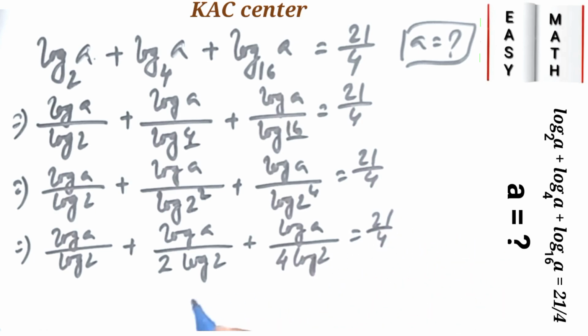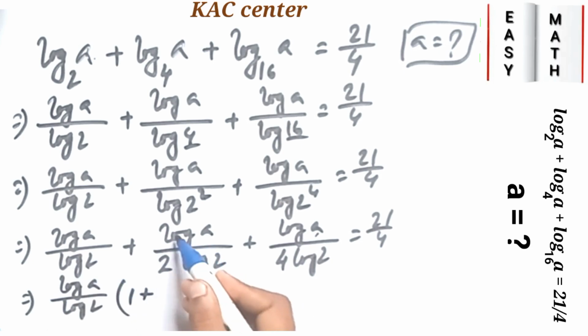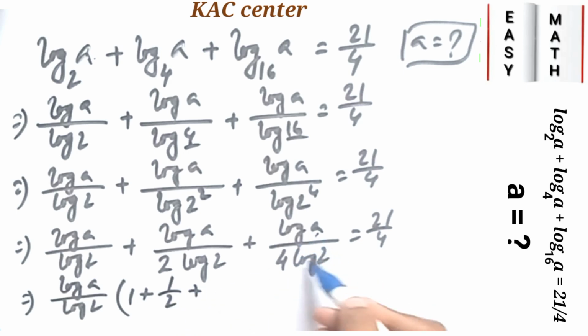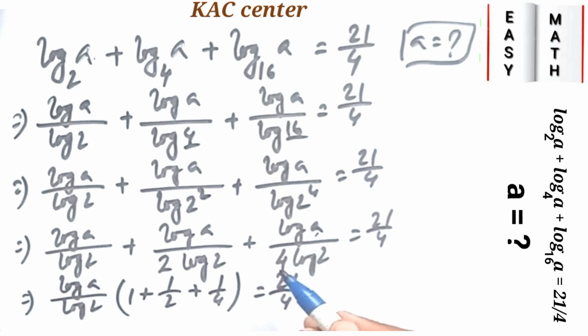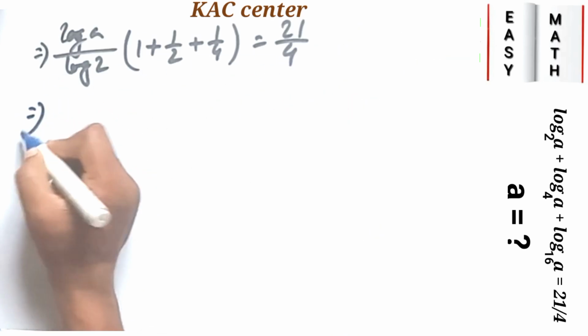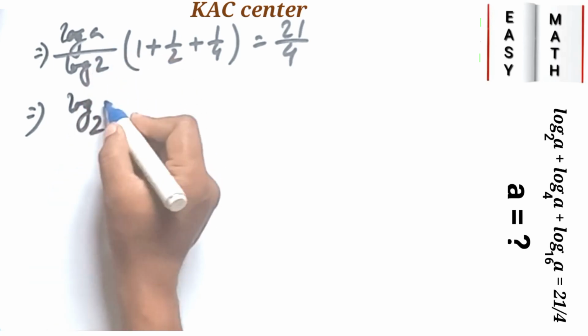Now in log a over log 2, we take the common factor, so there is 1, then 1 by 2, and then 1 by 4. This is equal to 21 by 4. You can write this as log a over log 2 times (1 plus 1 by 2 plus 1 by 4).